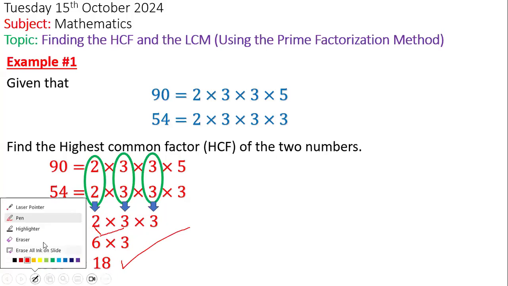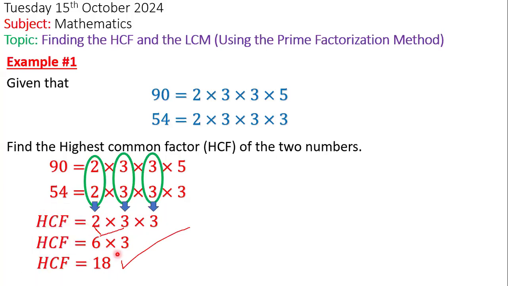Who said 18 before I said? Me. Who said 18 before me? I did. I did. I did. So the answer is 18.